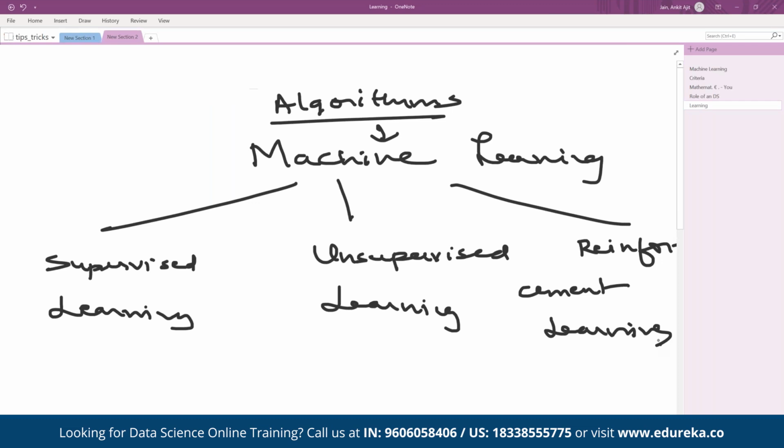Is it clear to everyone that in machine learning, basically the algorithms which we are using in order to train the algorithm with different kinds of data can be divided into three sections: supervised learning, unsupervised learning, and reinforcement learning. Out of this, the main ones which are being used right now are supervised learning and unsupervised learning.